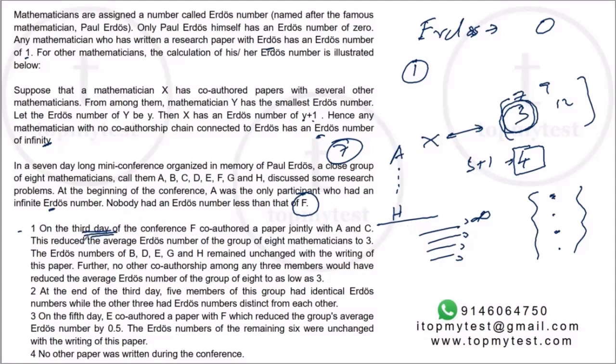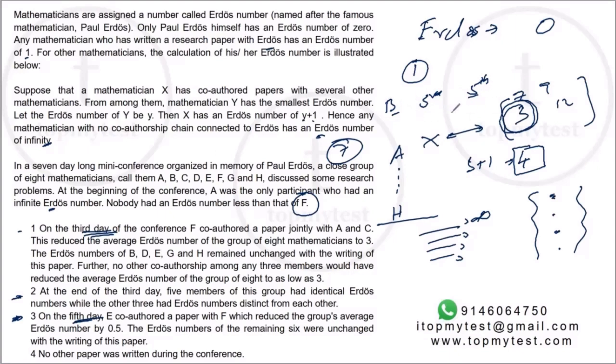On the third day of the conference, F co-authored a paper, which reduced the average. So something happened on the third day. At the end of the third day, this is what has happened. Then something happened on the 5th day, and nothing else happened in the conference. So you have the beginning, the third day, and the 5th day, and nothing else, with respect to the Erdős number.